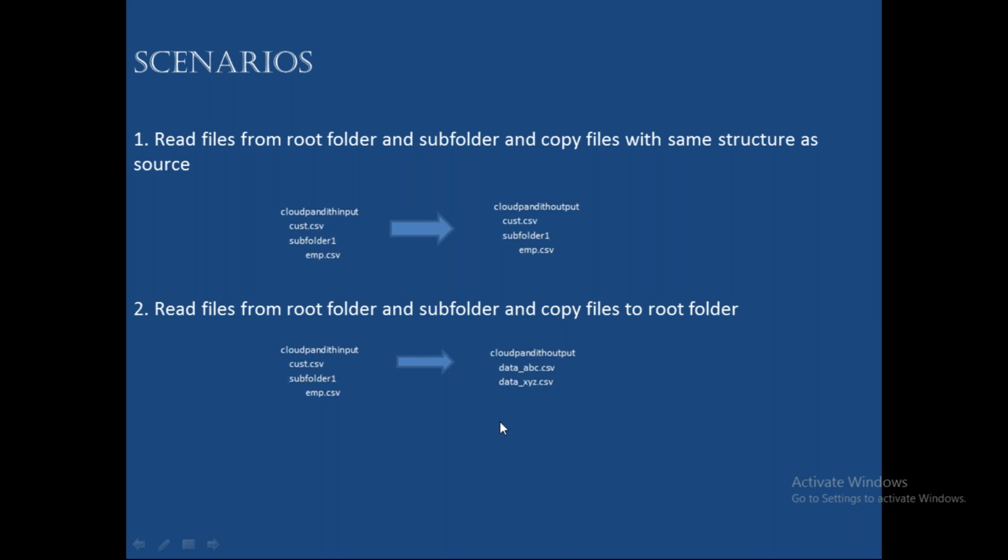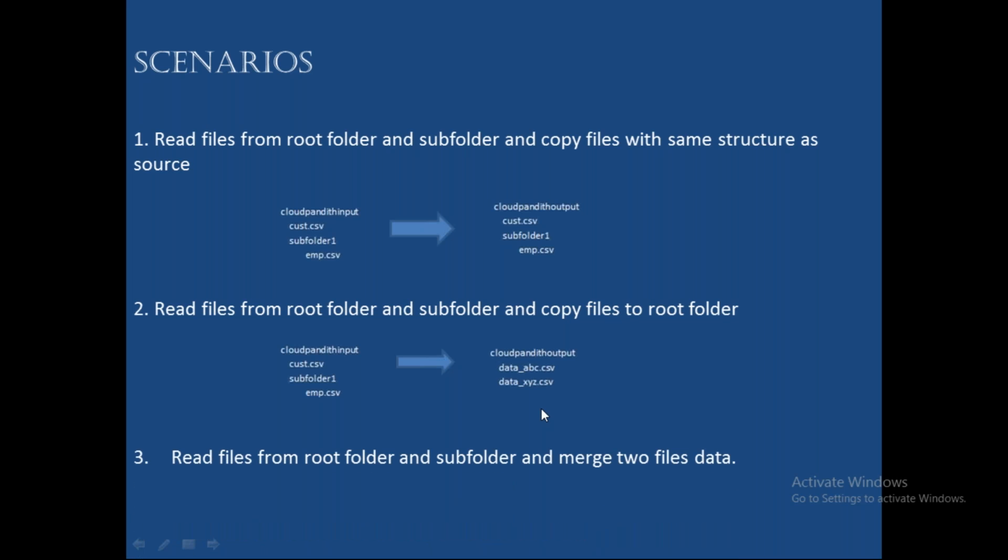Okay, this is the second scenario, where you have the same source-side structure we discussed here. The only difference is that when you copy data into the Cloud Pandit output container, we are seeing two files in the root folder, but the file name has changed. Okay, fine. Next.